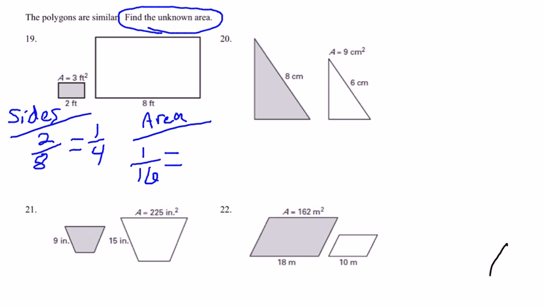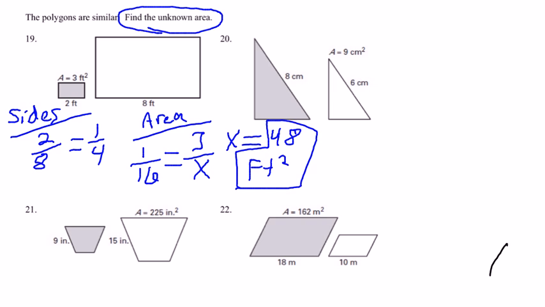So 1 over 16 equals an area of 3 over, I don't know, we'll call that x. So then we can cross multiply. 1 times x is x, 3 times 16 is 48. So the area is 48 square feet.